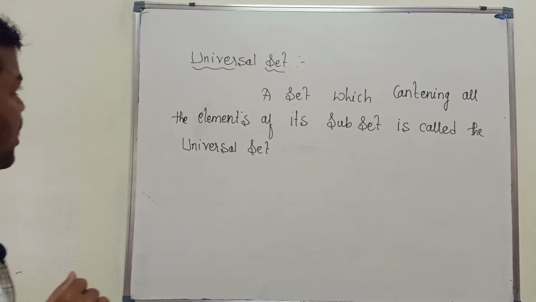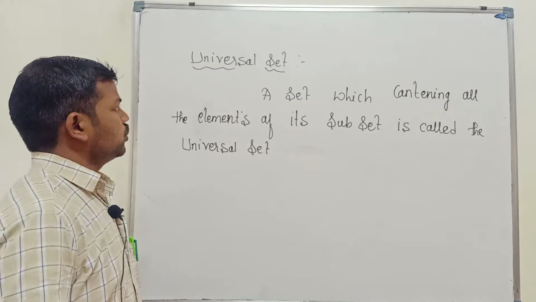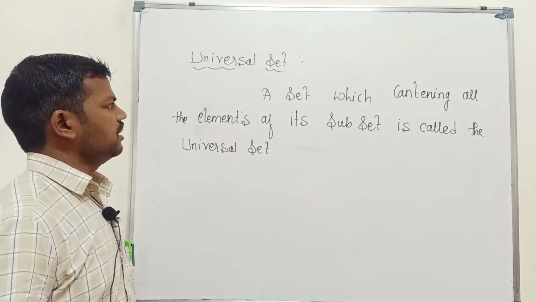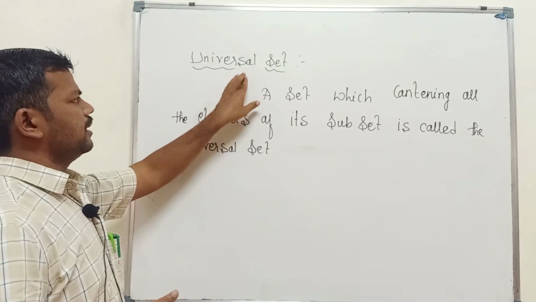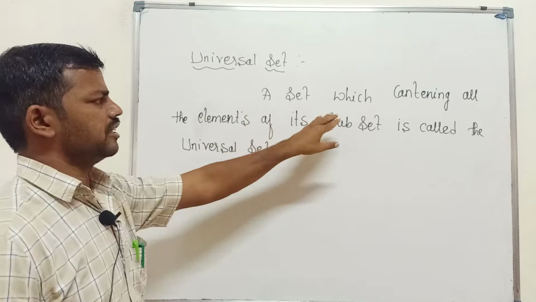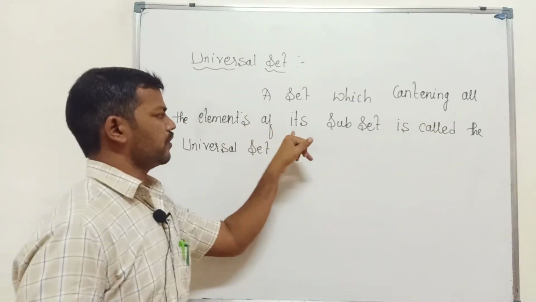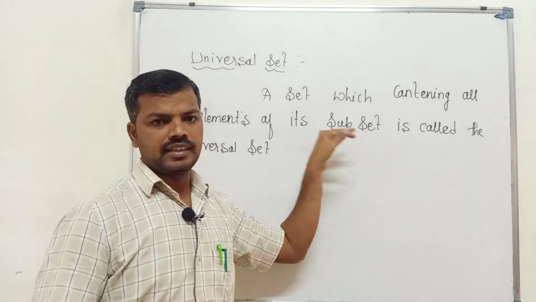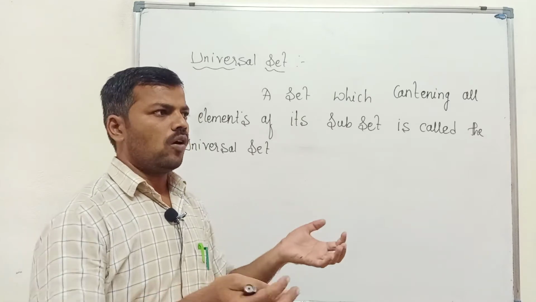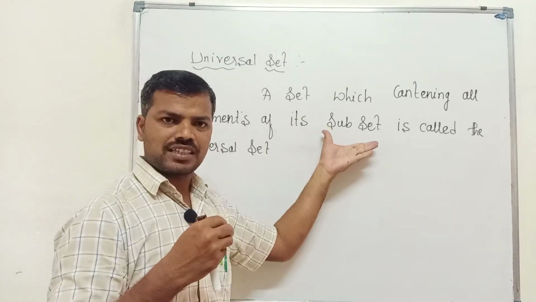So next we come to another set. The universal set: how do we define the universal set? A set which contains all the elements of its subsets. The set which contains all the elements of its subsets.